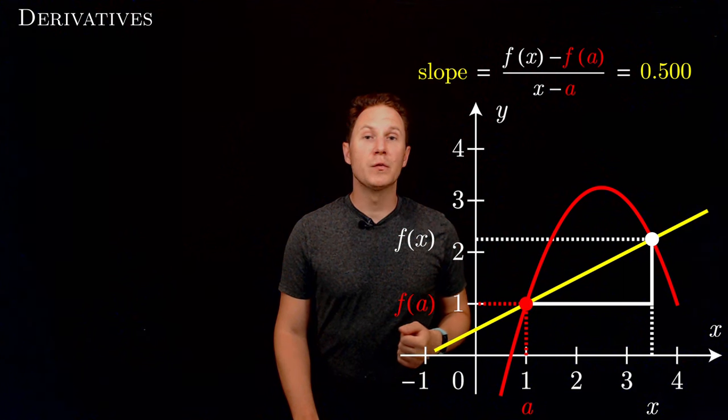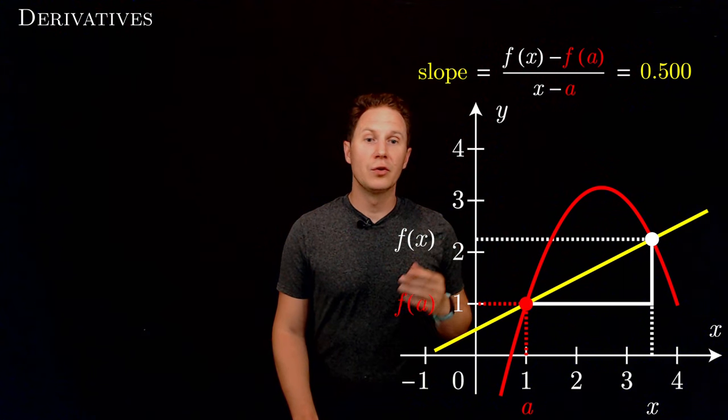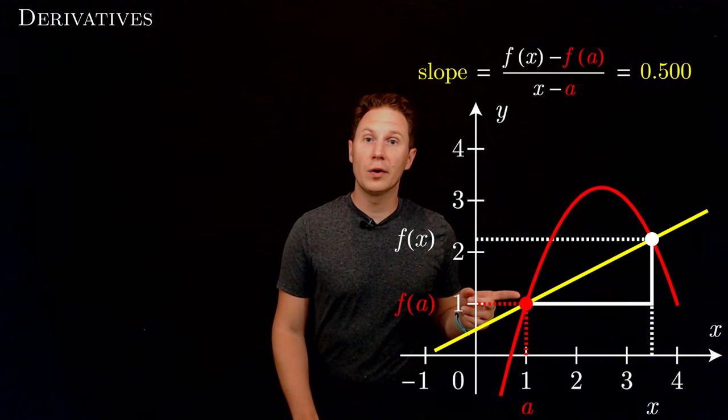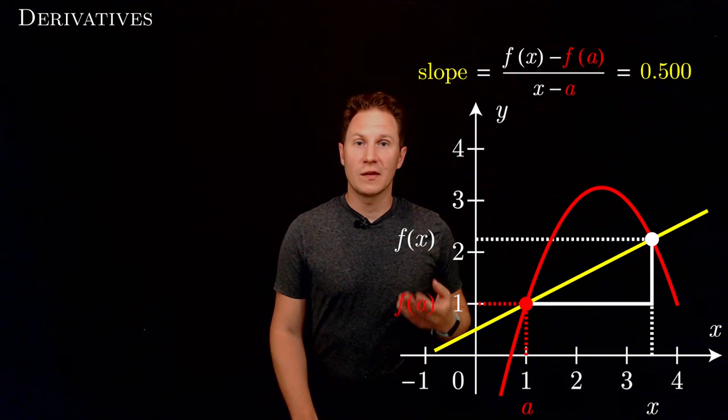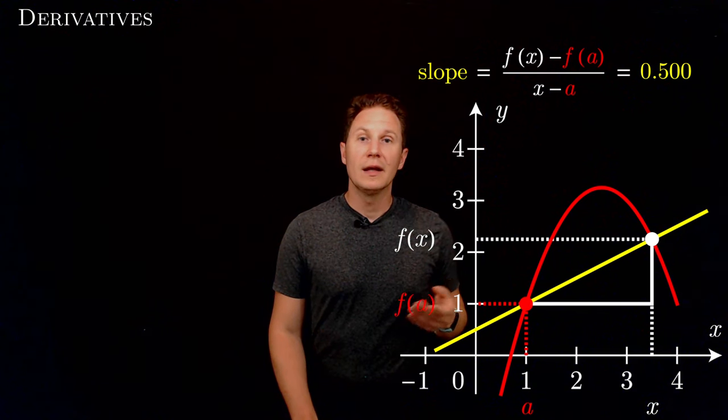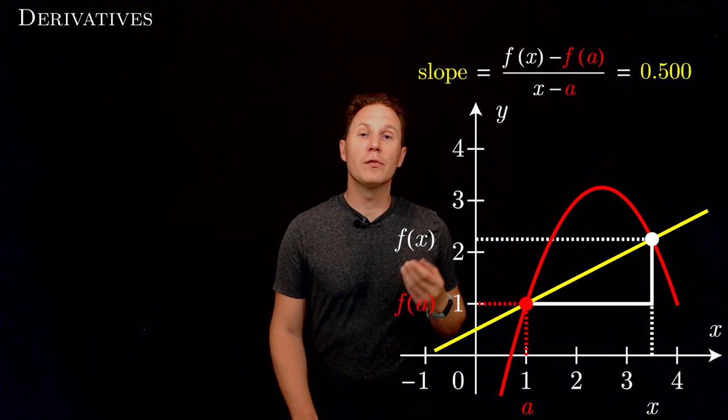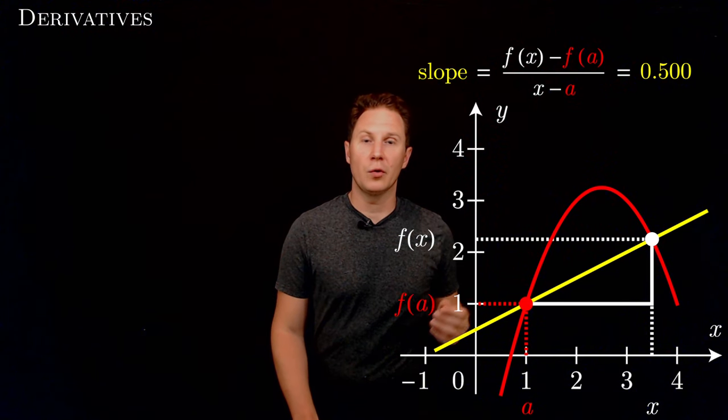Our aim is to find the tangent line to the graph of f at this point, the point with coordinates a and f of a. This goal of finding the tangent line at that point is equivalent to saying that we are looking for the slope of the tangent line at that point.